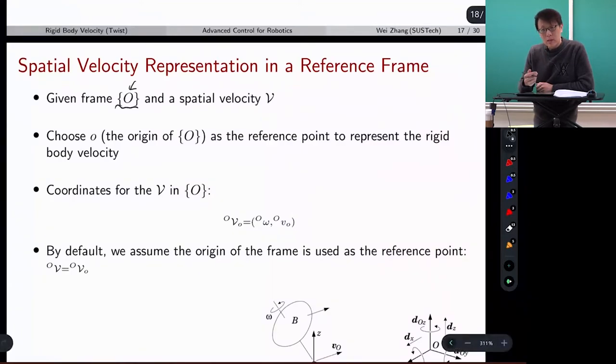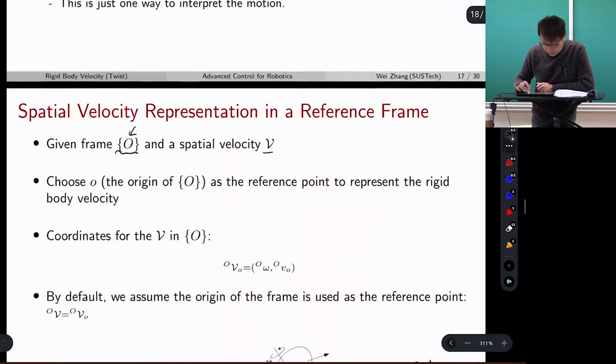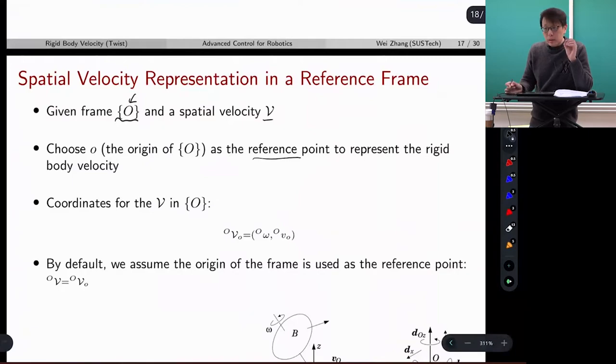typically we use O like inertial frame, okay? And the spatial velocity, I use a script V, twist or spatial velocity. This is, as I mentioned, this will be R^6, okay? It's a vector in six dimensions. We choose as a convention, it doesn't mean we have to do this, we choose as a convention that the origin of the frame as the reference point to represent rigid body velocity.